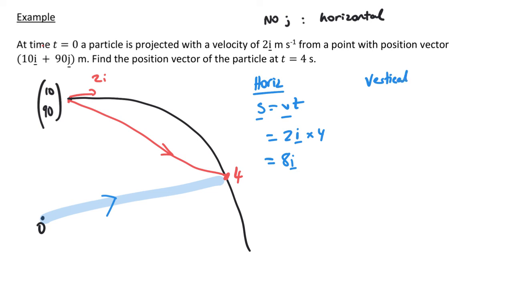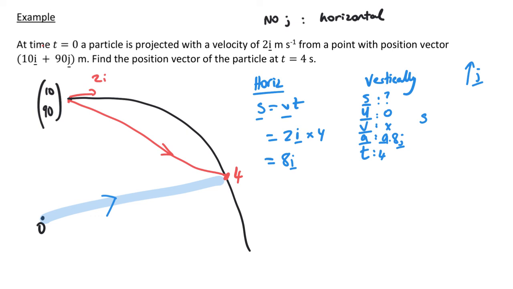Vertically, if we apply SUVAT, s, u, v, and a are all vectors. s is what we're looking for. u is 0 because it's got no component in the vertical plane. The final velocity we don't care about. The acceleration is 9.8j, and it is minus 9.8j because we consider j to be up the way, and then the time taken is 4.